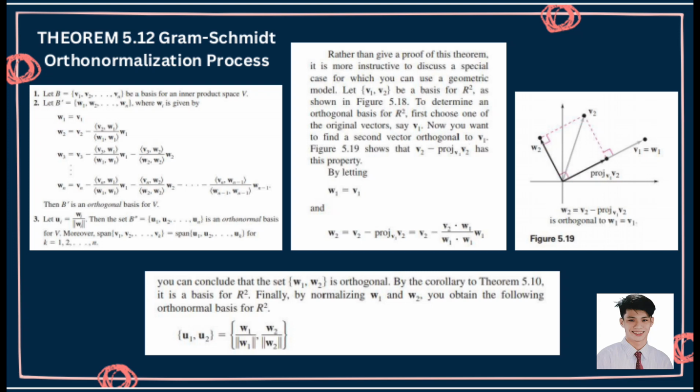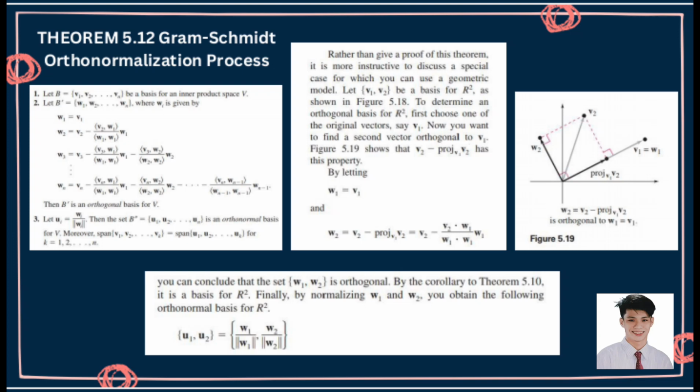So, ayun yung magiging formula natin para makuha natin yung value ng W sub 2. No? So, sa W sub 3 naman, magkakaroon tayo ng V sub 3 minus V sub 3 times W sub 1 over W sub 1 times W sub 1, times W sub 1. Ito dito sa gilid, minus V sub 3 times W sub 2 over W sub 2 times W sub 2, times W sub 2.